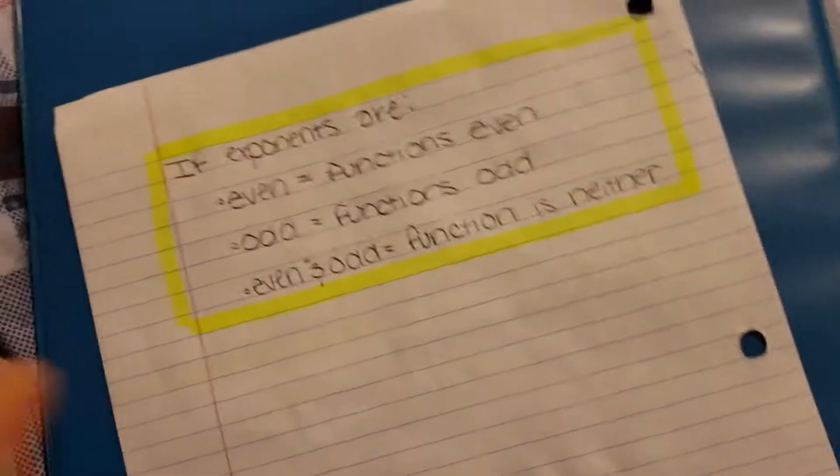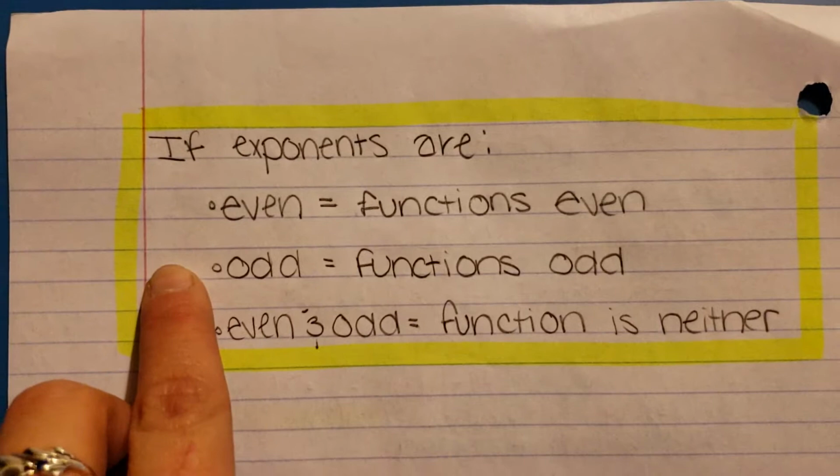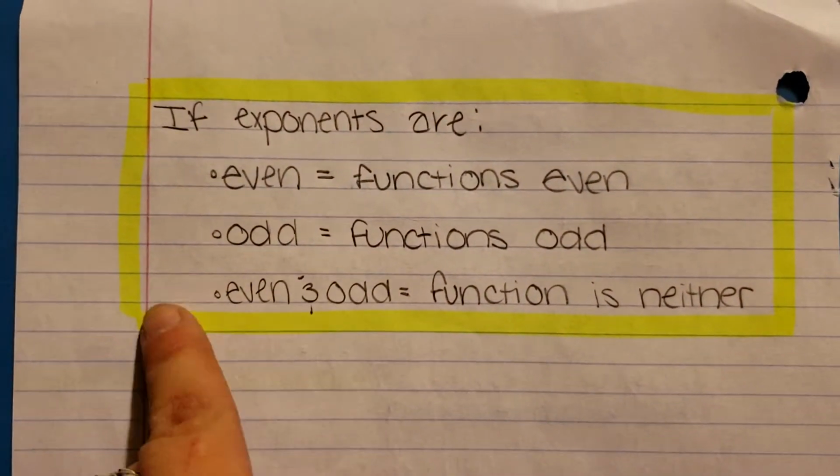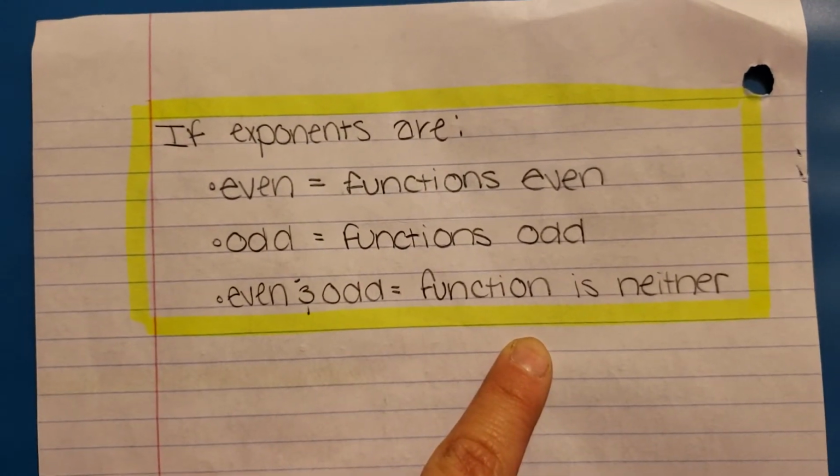As a general rule of thumb, if exponents are even, the function's even. If exponents are odd, the function's odd. And if exponents are even and odd, the function is neither even nor odd.